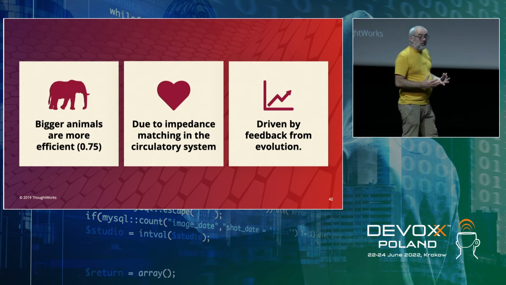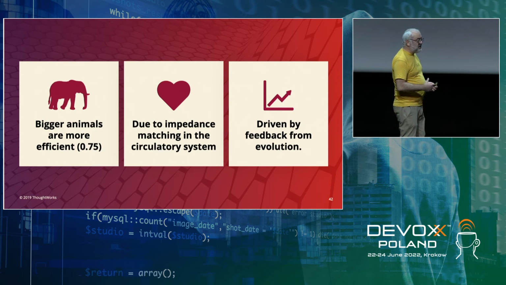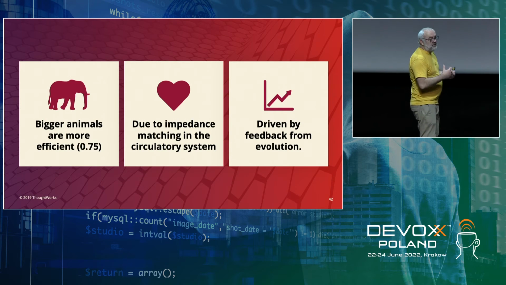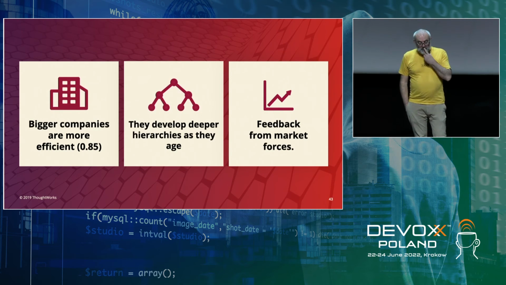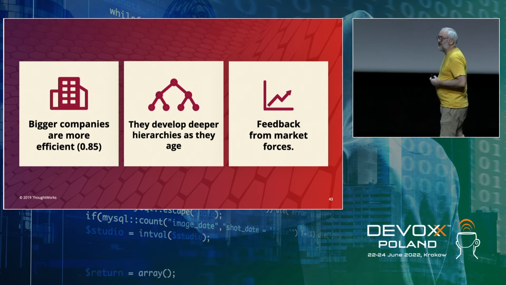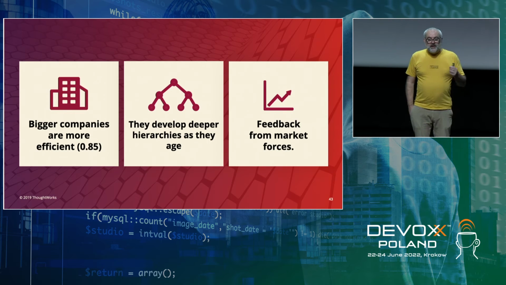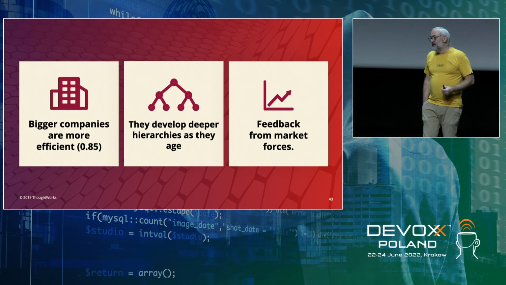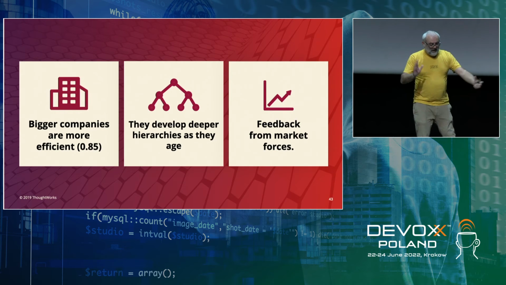So bigger animals are more efficient, right? Essentially, they don't have to take on as many calories, they don't have to burn as much energy to get the same thing done. And this is down to this hierarchical effect in the circulatory system driven by feedback. And it's true for companies too. As you double the size of a company, they are more efficient. They don't have to spend as much on infrastructure. They don't have to spend as much on desks and all that kind of stuff.